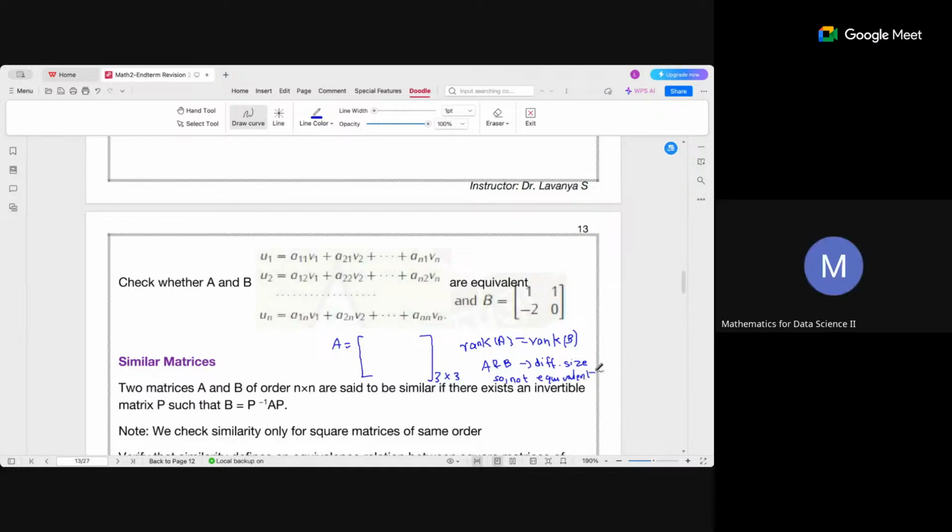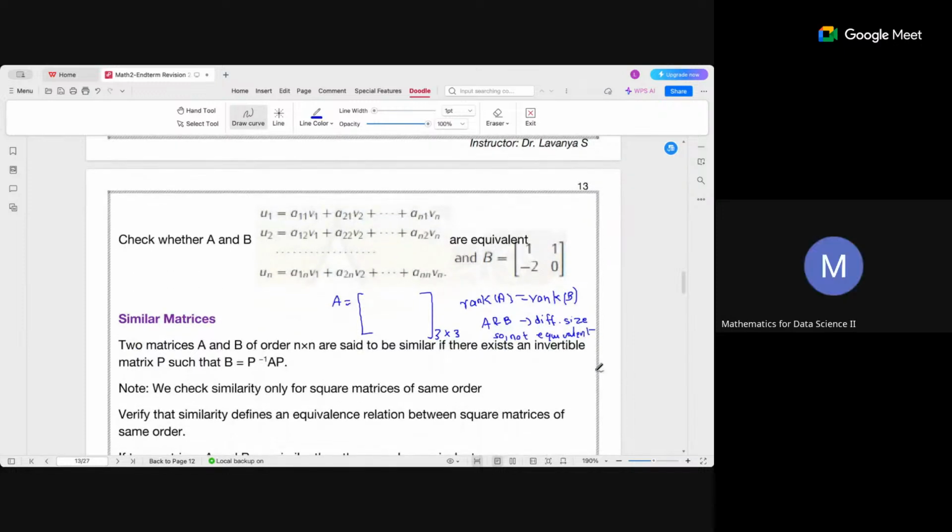Okay. So the next concept is similar matrices. Two matrices A and B of order n by n are said to be similar if there exists an invertible matrix P such that B is equal to P inverse AP. Earlier we had QAP. Now we are having only one matrix P and the inverse of it. So B is equal to P inverse AP.